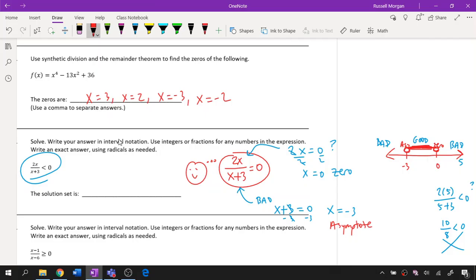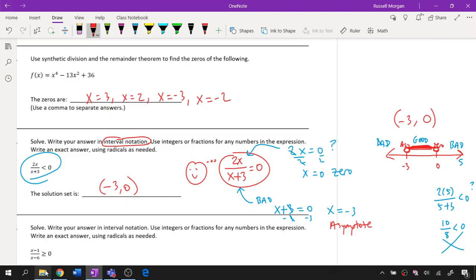Of course, we need to answer this in interval notation. So I am going to write this in interval notation. We start at -3. Of course, we don't want to equal it. And then we go all the way up to x is 0. And again, we don't want to equal that. So there is my answer. That is when that rational function is less than 0.